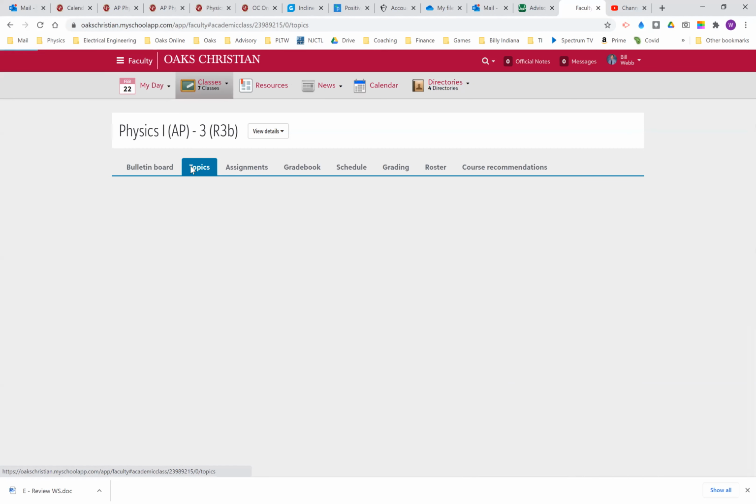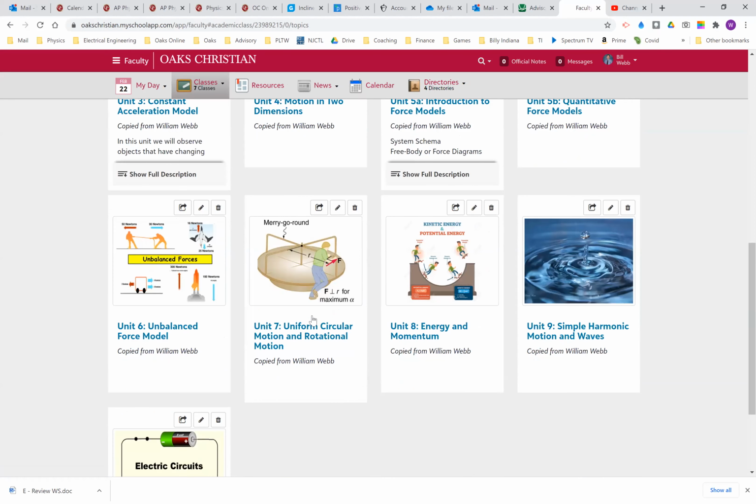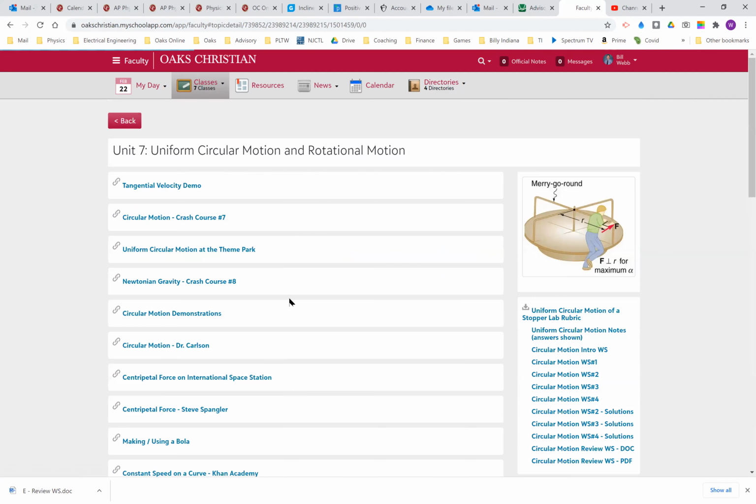So go to topics. And we're still in unit 7 on our units. I combine circular and rotational together. They are different, but they're similar enough that I combine them together. For College Board, it's unit 3 and unit 7. So they're very separate in their flow, but I prefer a different flow of content. So you're going to go to unit 7, just where we had been before.